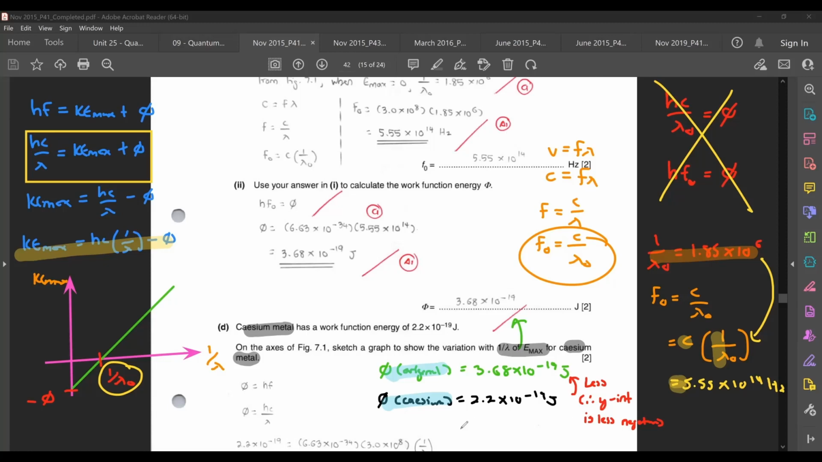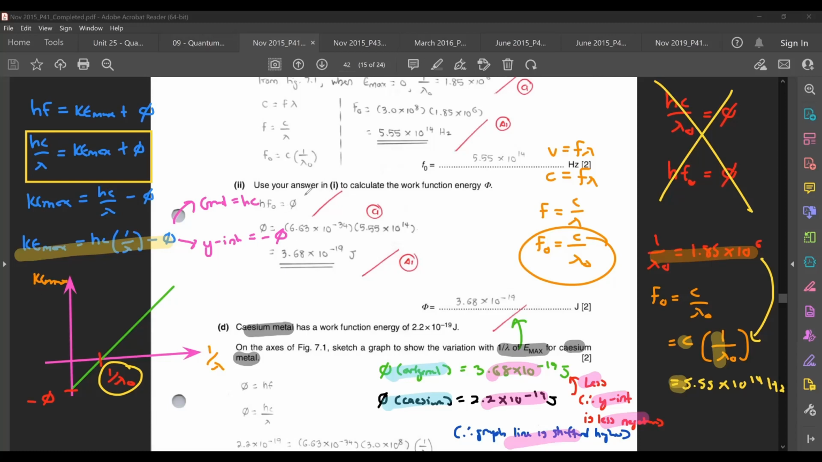So therefore, the graph line is shifted higher. Okay, because from here I know that from this original equation, gradient is equals to hc, y-intercept is equals to negative work function. So right now, if my work function is less than the original one, my y-intercept is less negative, so the graph line must be shifted higher. Okay, that's one part here.